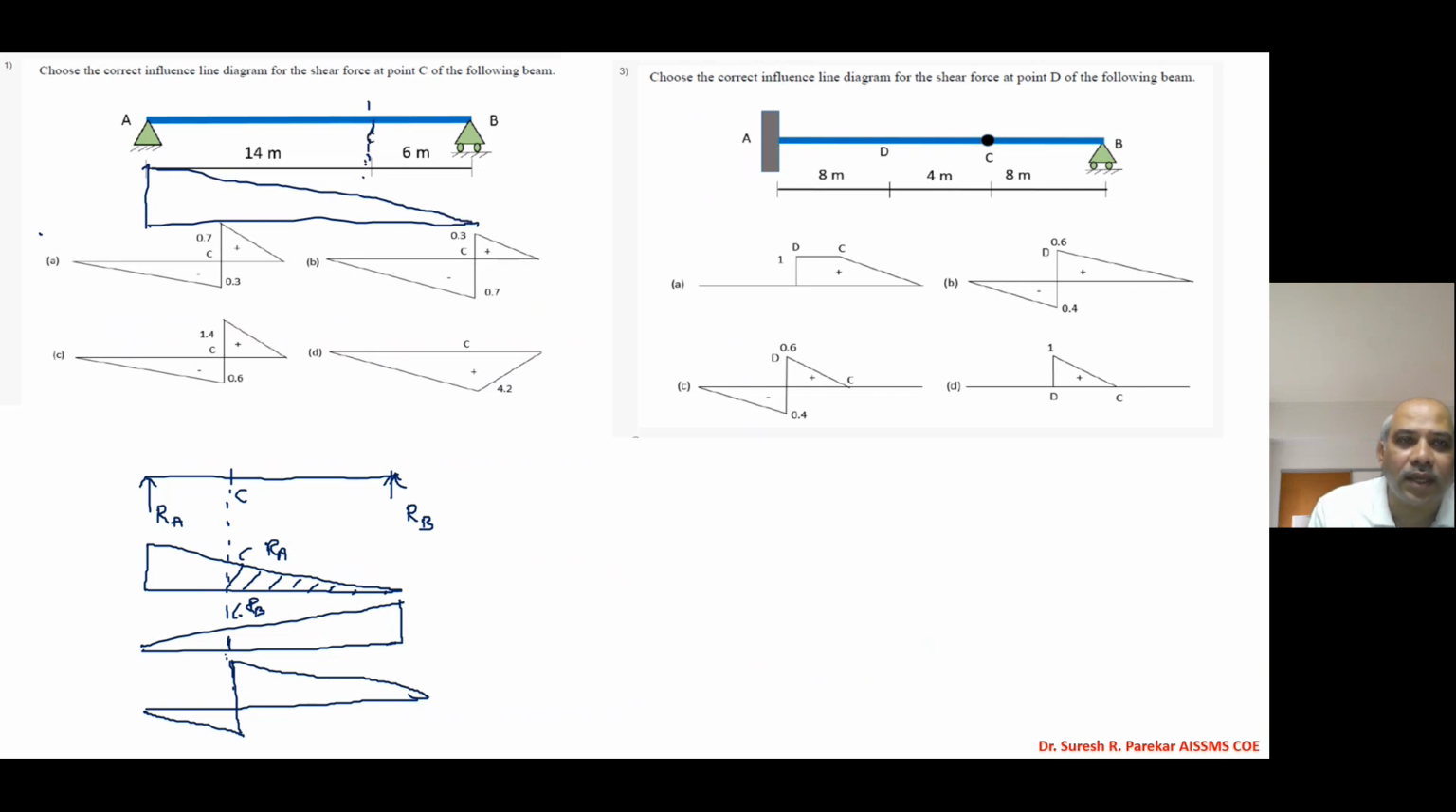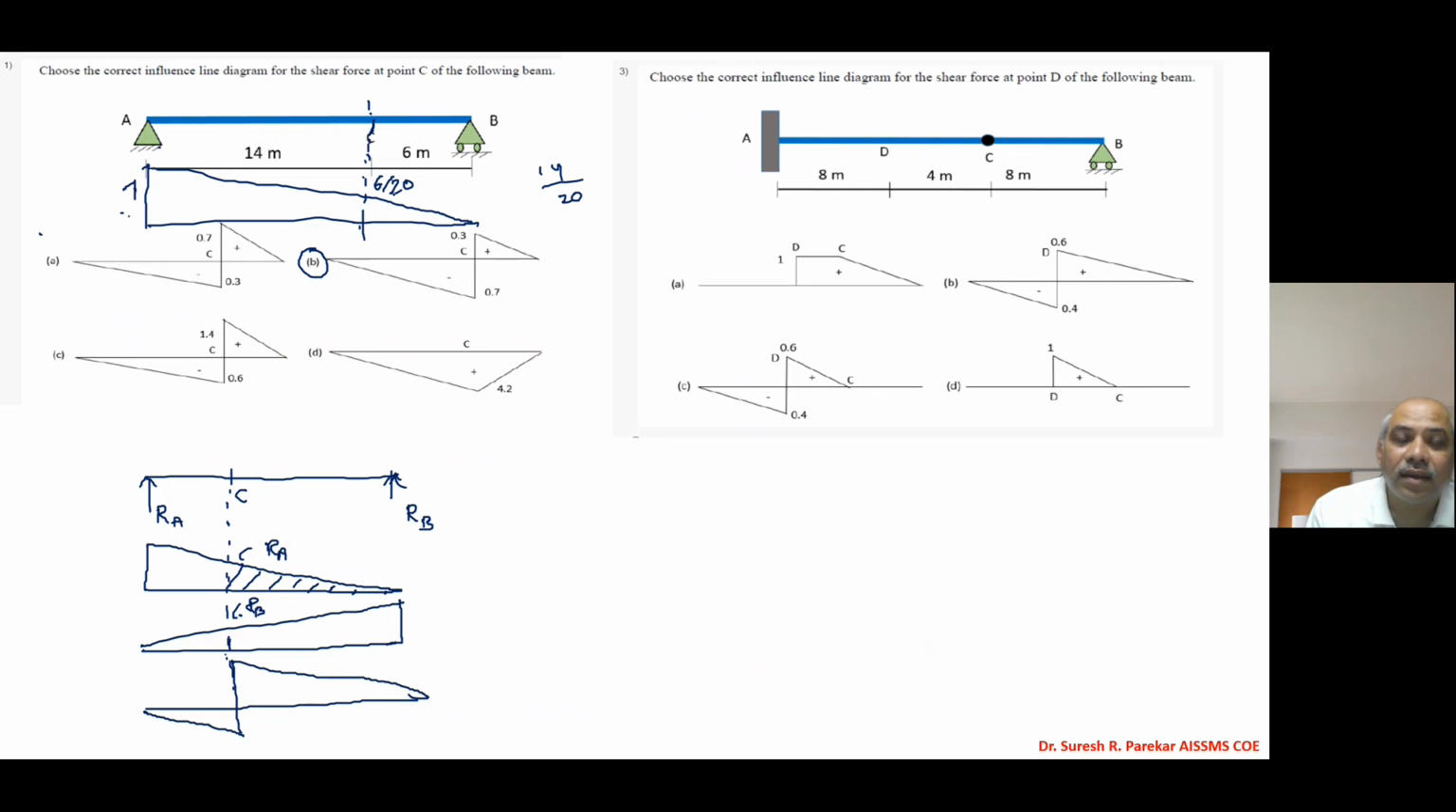And then for C point, after here we have total distance 20. So at this point we are going to get 6 by 20. Now, in this portion A to C, we have RA minus 1. So we have 1 minus 1, 0. And then here my value will be 6 by 20. So we have 1 minus 6 by 20, 14 by 20. And 14 by 20, we will get 0.7 with minus sign. So we will get this option.